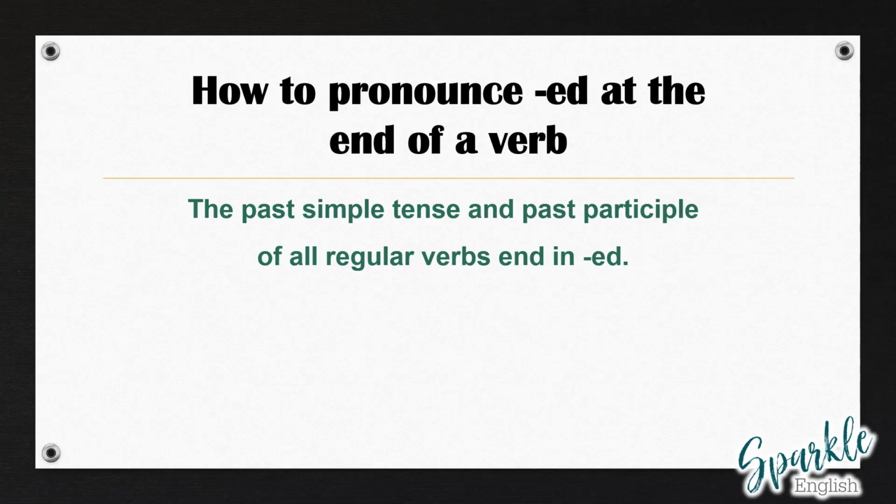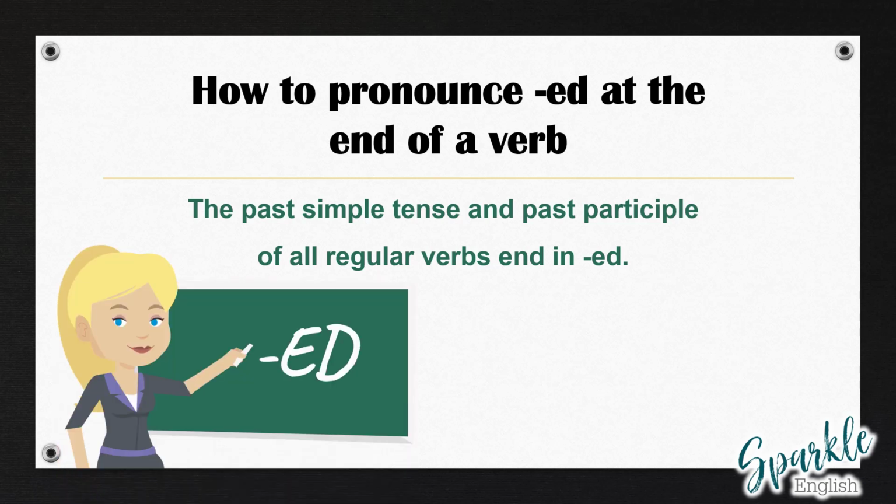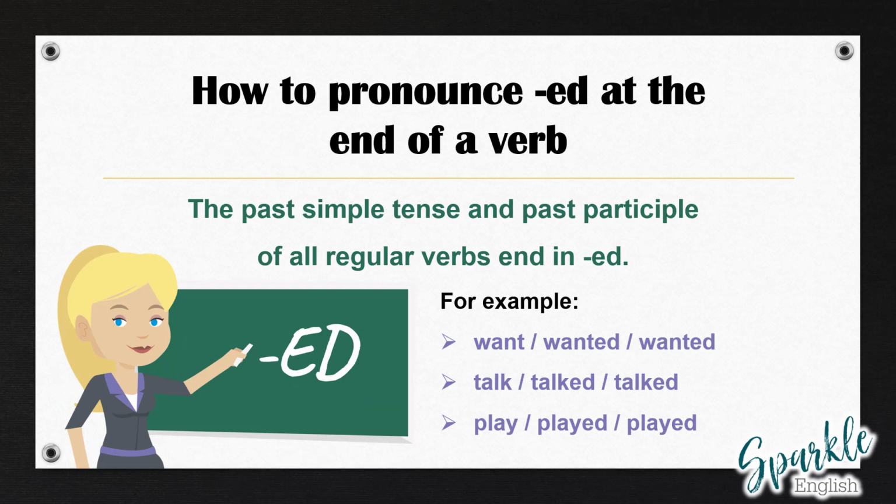First, we're going to start with verbs. How to pronounce ed at the end of a verb. The past simple tense and past participle of all regular verbs end in ed. For example, want, which is the base verb, wanted, wanted. Wanted is the past simple tense and wanted is the past participle. Talk, talked, talked. Play, played, played.